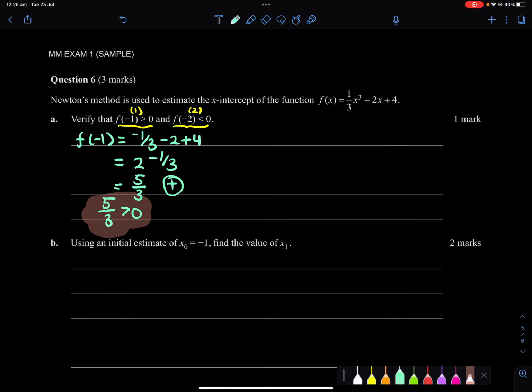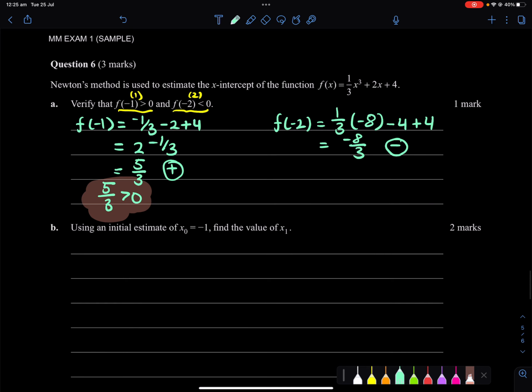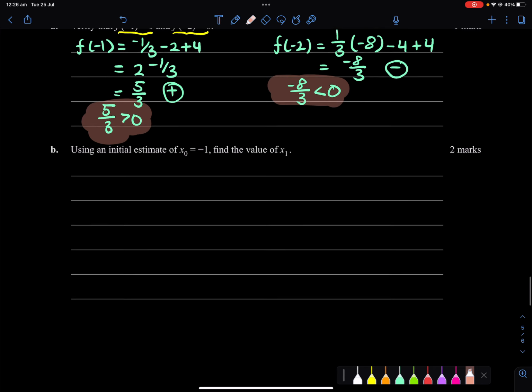Now let's try the second part. So we're saying that's negative. So f(-2), which is 1/3 of -8, minus 4 plus 4 equals -8 over 3. So we can see it's a negative number now. So we know that -8 over 3 is less than 0. So we've also verified that. I hope that should give you the mark.